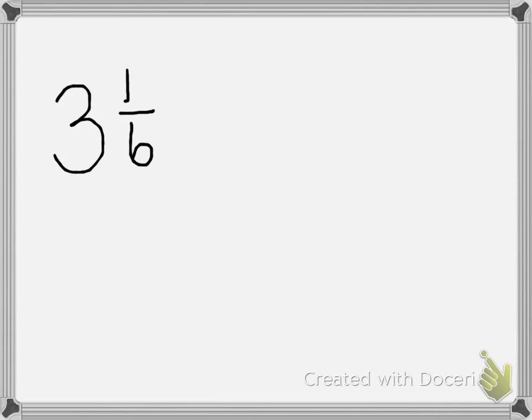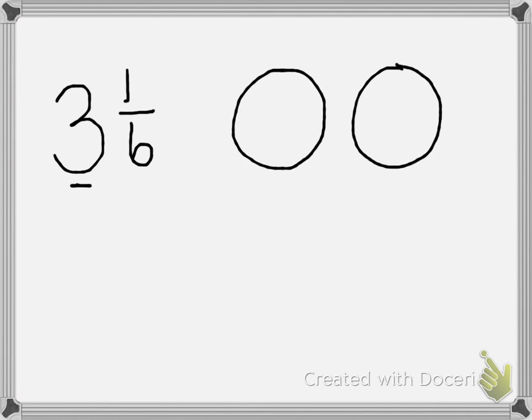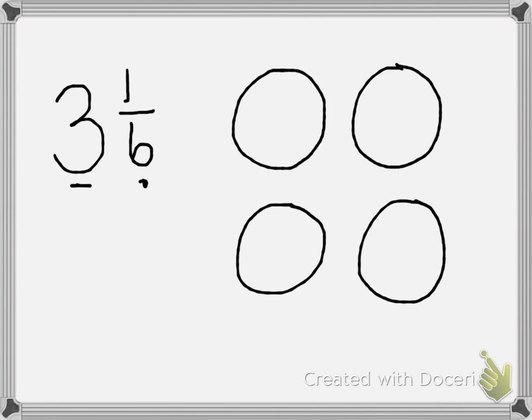So the whole number is 3. So that's saying we have 3 wholes. So let's write 3 wholes. 1, 2, 3. And we need another model that represents our fraction of 1/6. So we'll do a model of 1/6. So I need to break this up into 6 parts and shade in 1, and that represents 1/6.